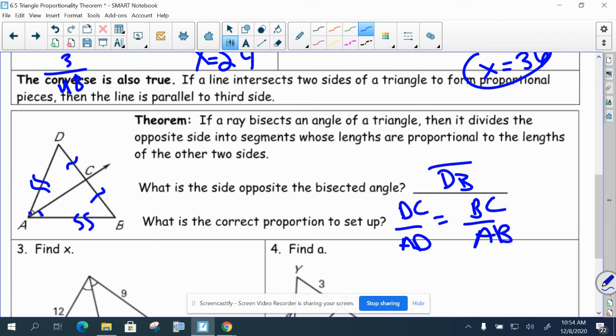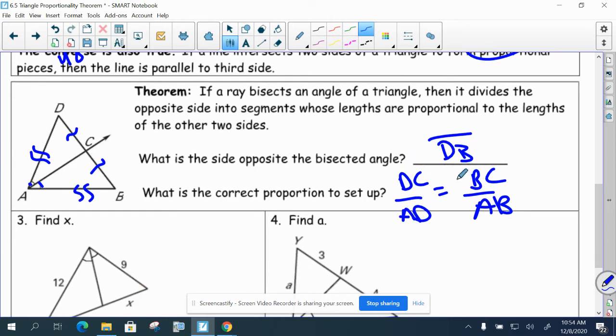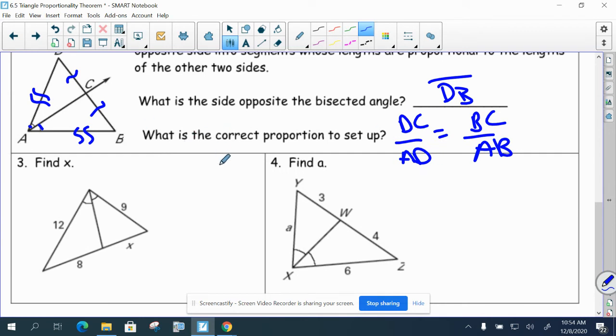Obviously, there are a few different ways that you could write that proportion, but that's one of the ways to write it. All right, so if we wanted to find x here, we would set it up as x over 9 equals 8 over 12.